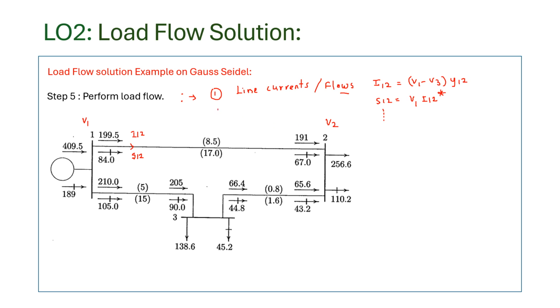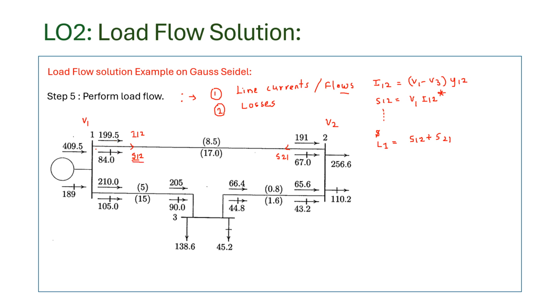After calculating line current and line flow, we have to calculate the loss. What is loss in the system? Suppose S12 is the line flow from bus 1 to 2 and S21 is the line flow from bus 2 to 1. Then the loss in the first transmission line is equal to S12 plus S21. Here we will get the active power loss as well as the reactive power loss.